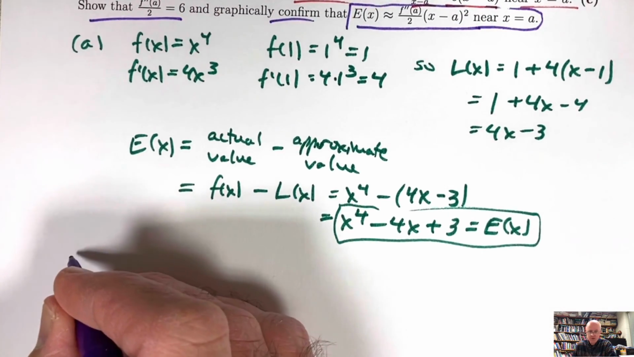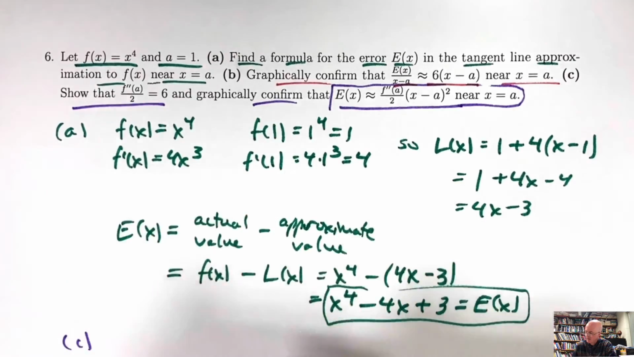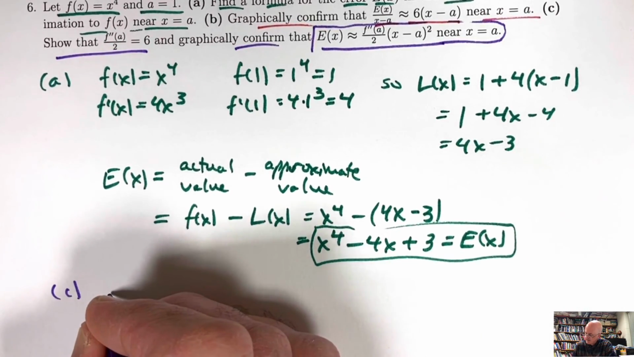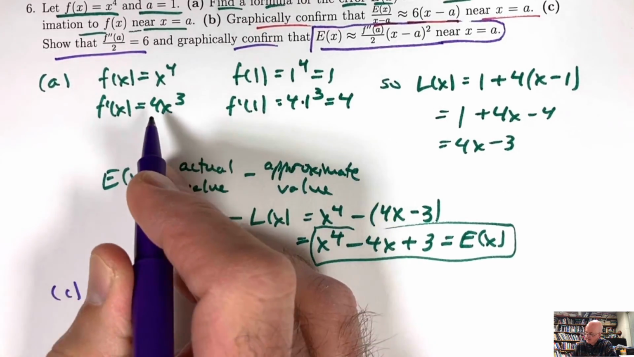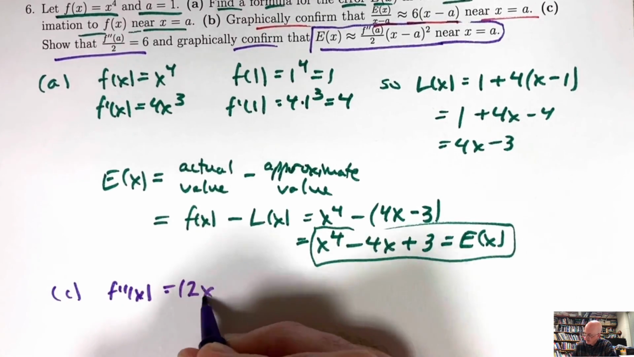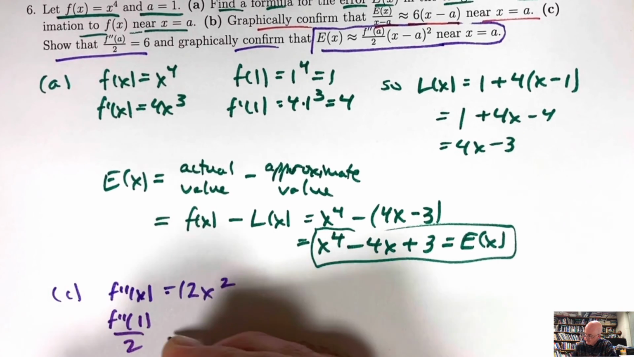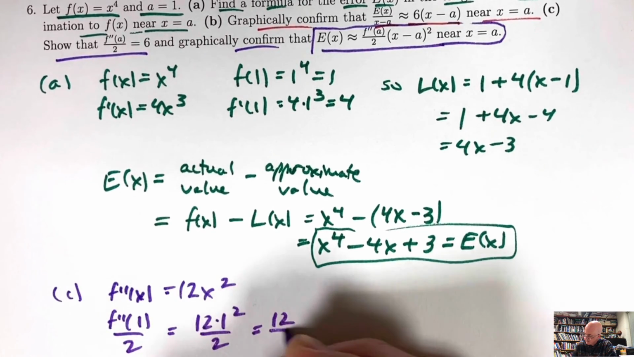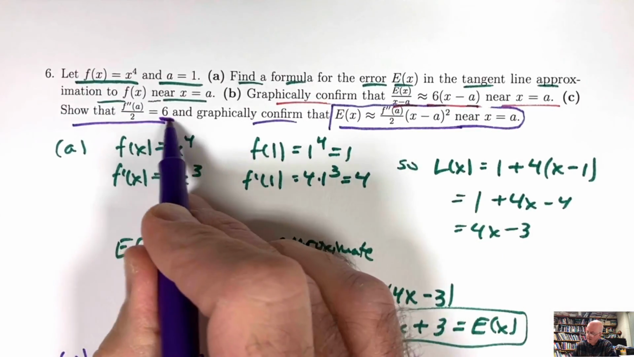So we're just going to do 2 things here. We'll confirm that f double prime of a over 2 is 6, and we'll graphically confirm this approximation. So f double prime of x, the second derivative, I need to differentiate this, is 12x squared. So f double prime of a, which is 1, over 2, is 12 times 1 squared over 2. 12 over 2 is 6. There's our 6. Yep, confirming that fact right there.